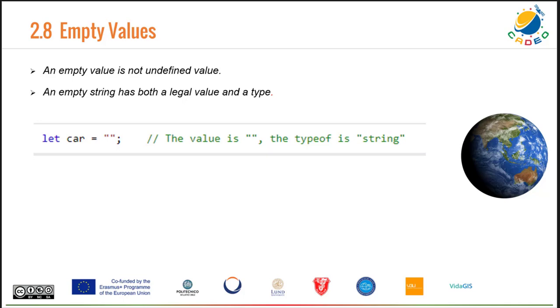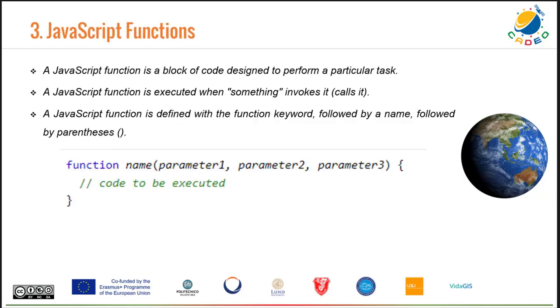Empty values. An empty value is not the same as undefined. An empty string has both a legal value and a type. For example, let's assign an empty string to the variable car. The value is empty, but the data type is string.